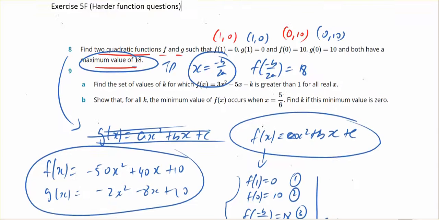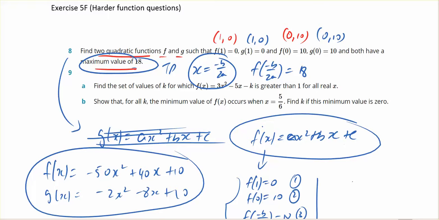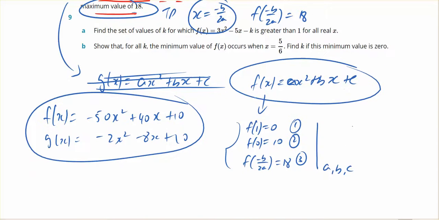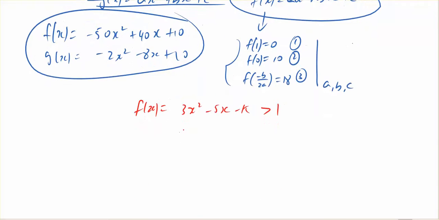Okay, let's have a look at question 9. It says find a set of k values for which 3x squared minus 5x minus k is greater than 1. So we want this function, 3x squared minus 5x minus k, to be greater than 1. Now, I can't do much with the equation right now. What if I move the 1 to this side? So I'm going to go minus k minus 1.